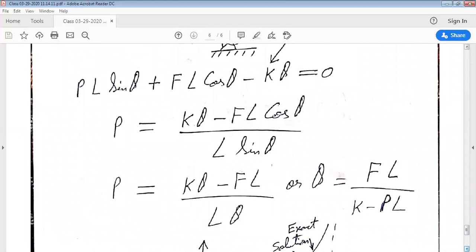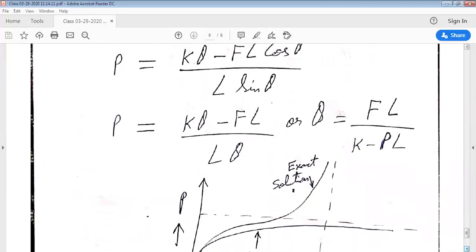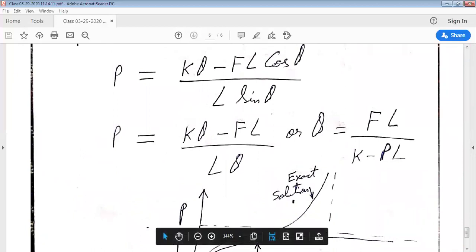Now we are dealing with small theta. When we are dealing with small theta, cos theta can be taken as 1 and sin theta can be taken equal to theta. So this gives us capital P equal to K theta minus FL divided by L theta, or theta equal to FL divided by K minus PL. Now we have two solutions for capital P. One is P equal to K theta minus FL cos theta by L sin theta. We'll call it the exact solution. And another is P equal to K theta minus FL by L theta.